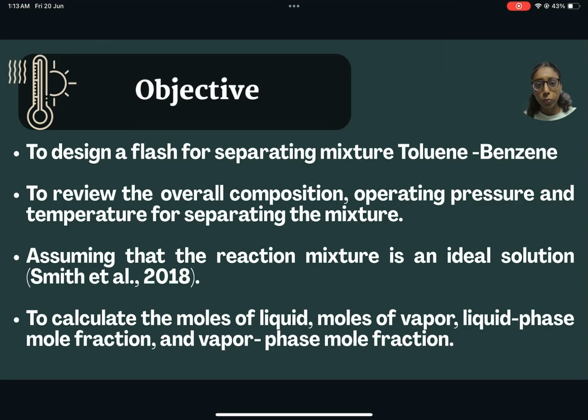The objective of the project is to design a flash for separating a toluene-benzene mixture, to review the overall composition, operating pressure and temperature for separating the mixture, assuming that the mixture is an ideal solution, and lastly, to calculate the moles of liquid, moles of vapor, liquid phase mole fraction, and vapor phase mole fraction.